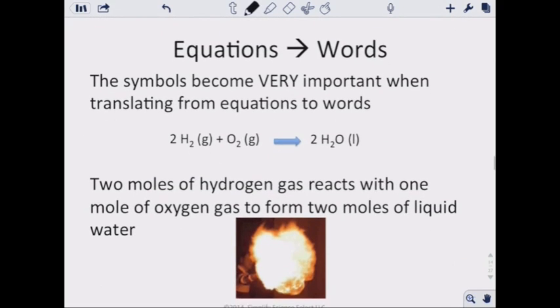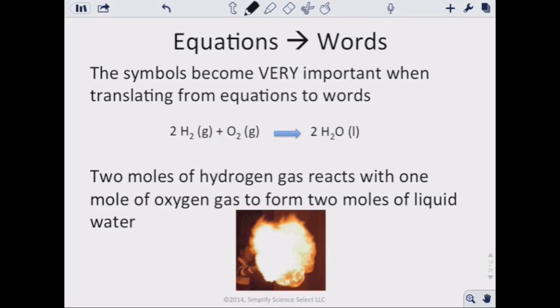Now that we've gone from words to the chemical equation, let's go from the chemical equations to words. Now the symbols become very important when you're translating from the equation to words. We have to pay very close attention to what they are. Remember that the numbers in front, and we're going to talk about how those numbers in front get there in just a little bit, represent the number of moles. So when I'm looking at this, we know that 2 moles of hydrogen gas reacts with 1 mole, because it's not a number there, it's understood to be 1, of oxygen gas. And it produces 2 moles of dihydrogen monoxide, or liquid water.